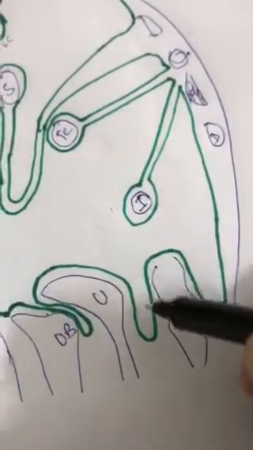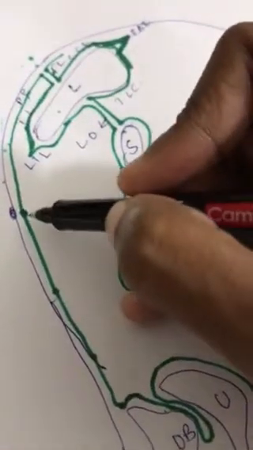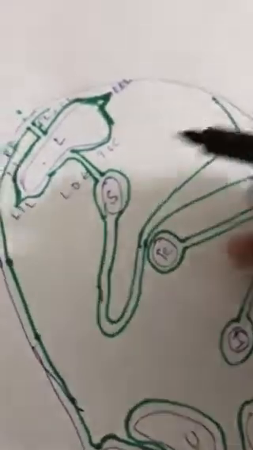Here, wherever it just covers the organ, it is called the visceral peritoneum. Now once it reaches the anterior abdominal wall, it is called the parietal peritoneum.